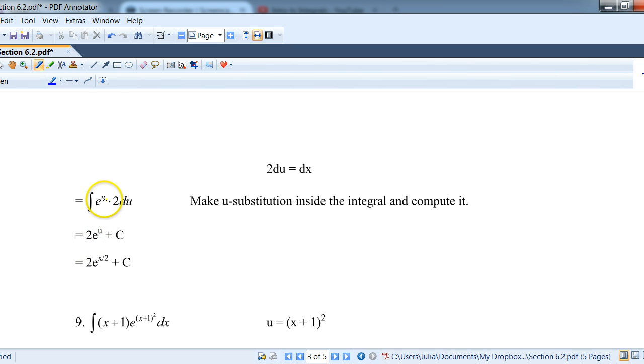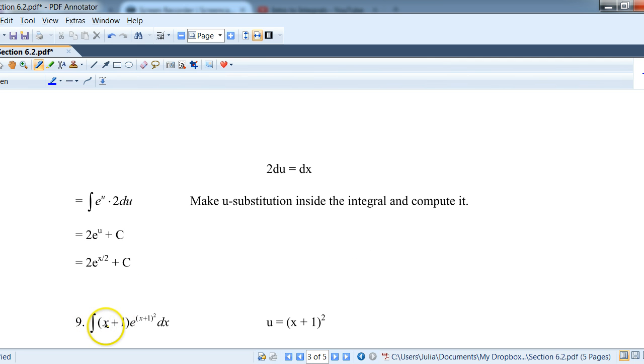And then what's the antiderivative of e to the u? Well, it's usually the same thing, which it is in this case. It's e to the u plus a constant. And at the end, we substitute back. So it's 2 e to the x over 2 plus a constant. Okay, so it basically works the same way with the e. Let's take a look at one more.